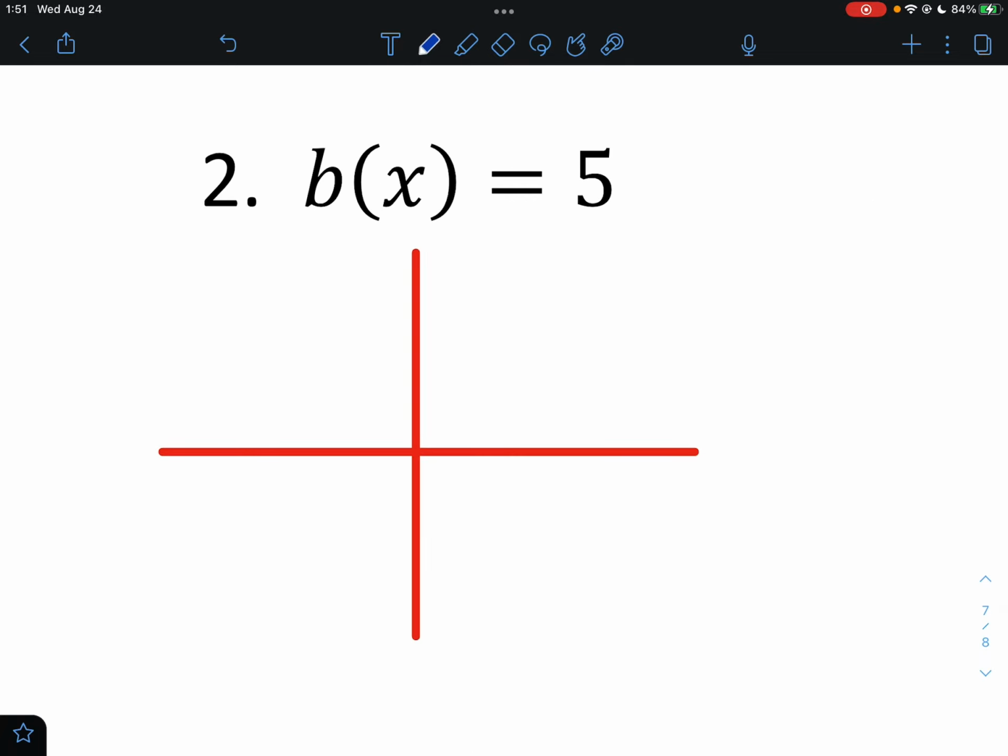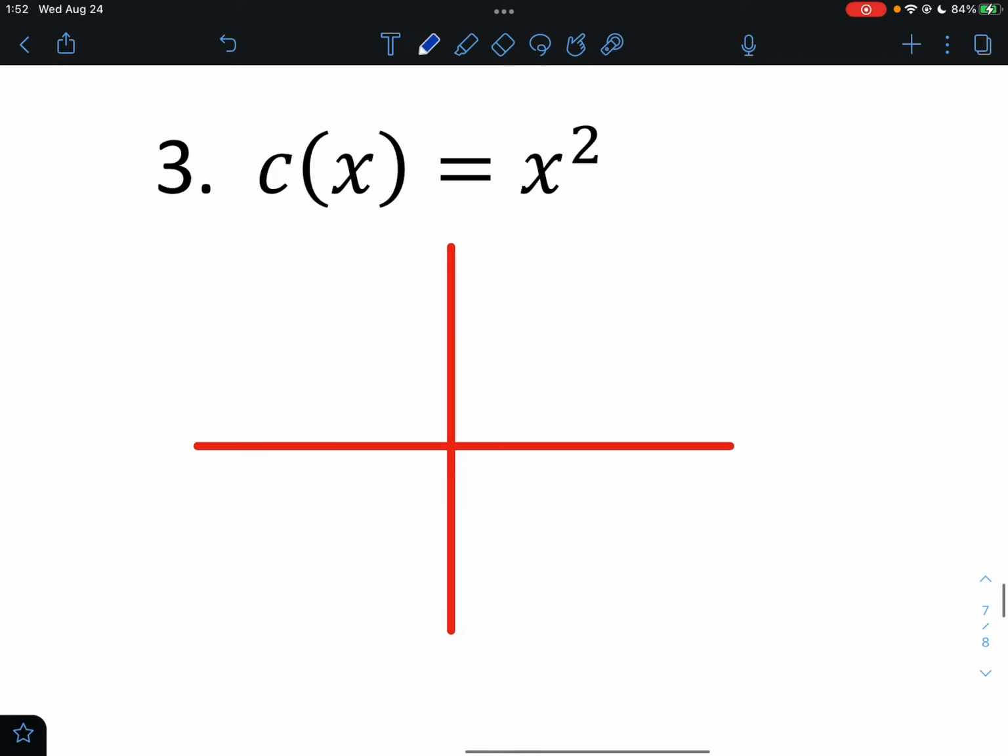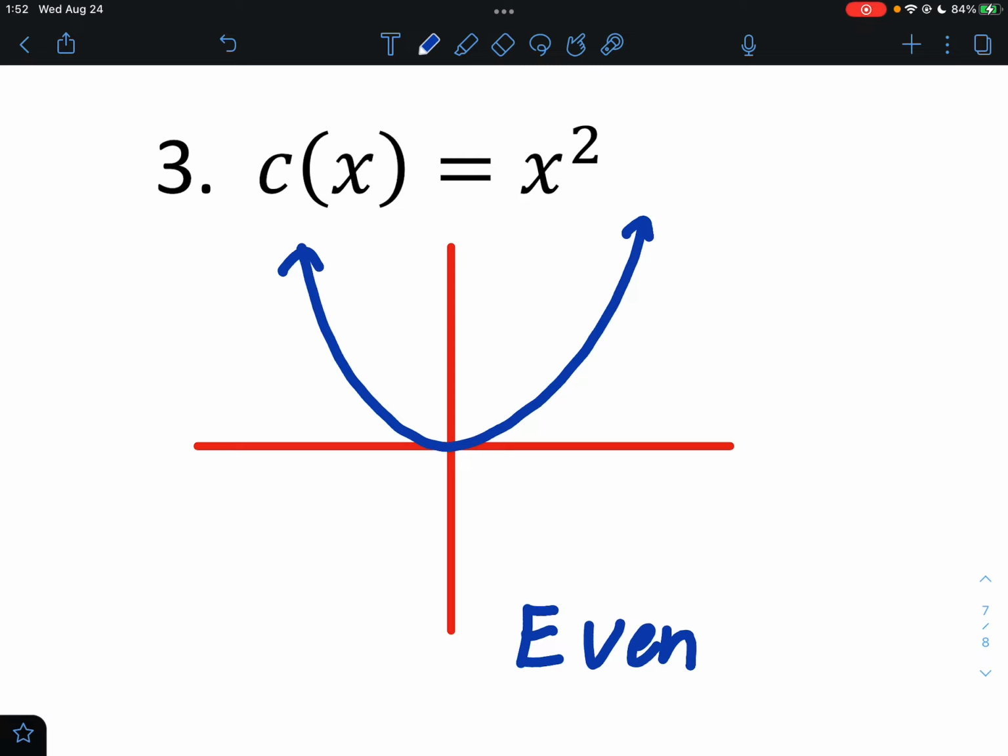Second, the line y equals 5. Y equals 5 would be somewhere up here. Right, it's just a horizontal line. That one is symmetric about the y-axis. So that one we call even. Third one, the quadratic function. So we should know what that looks like by now. Something like that. Also symmetric about the y-axis. So that one is also even.